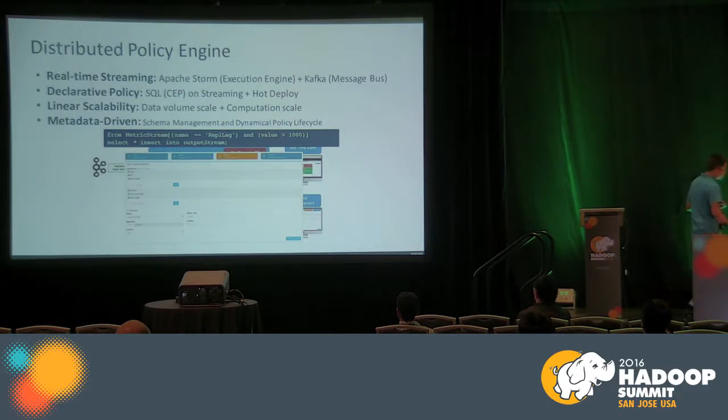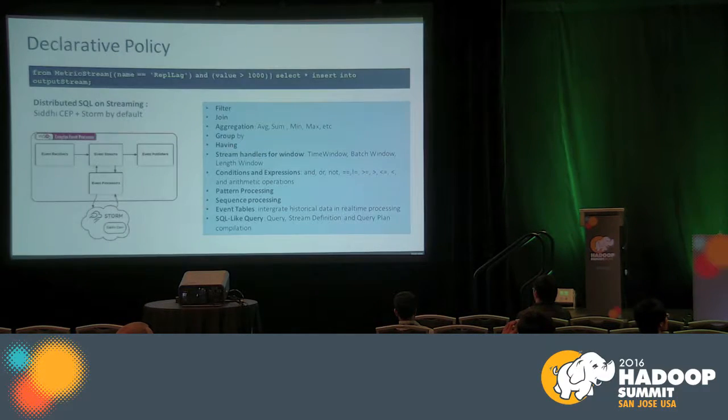Basically, it defines a stream with some kind of filter and expression evaluation, and then says I'm going to do some projection and insert into some kind of output stream. A more detailed policy looks like this.